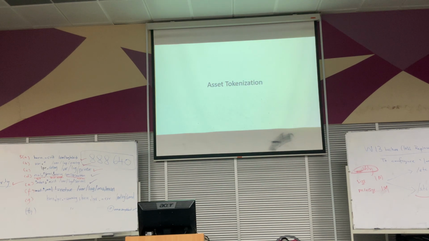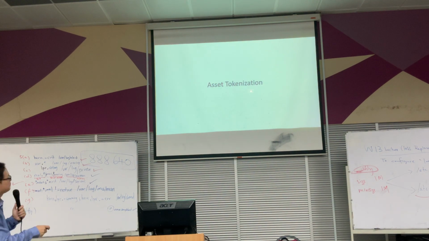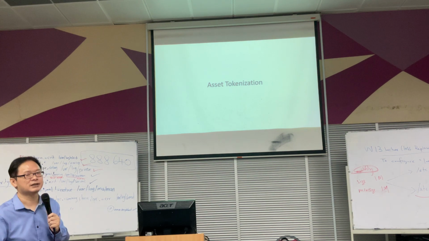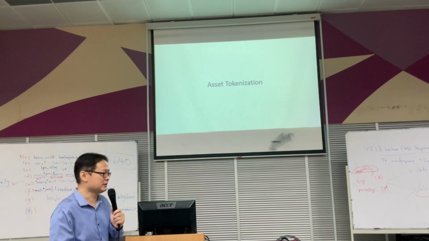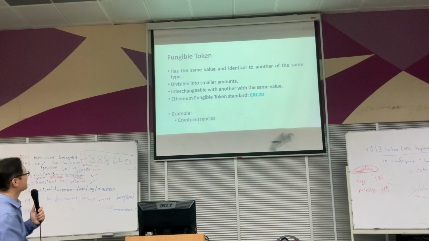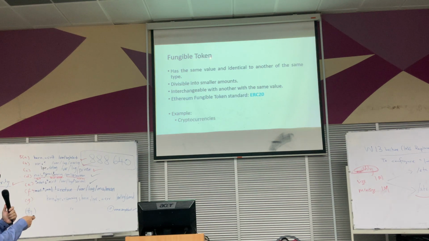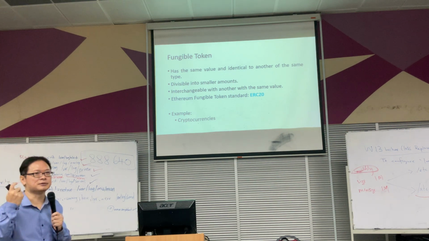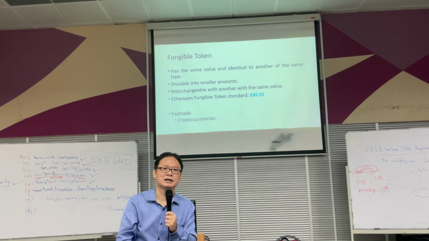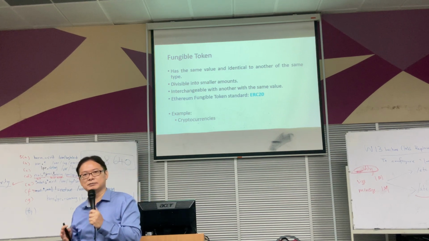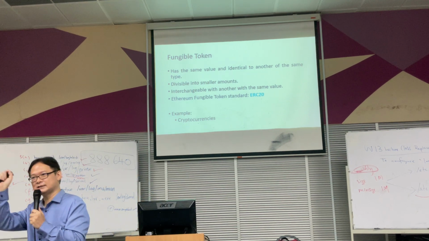Okay. Next thing. This is also an important topic: asset tokenization. We want to turn whatever thing into a digital asset, then we can do tokenization. We have a few types of token. First type is called fungible. What's a fungible token? Very easy. If you take cryptocurrency examples like Bitcoin, Ether, all these are fungible ones. Why are they fungible? Because they look the same.